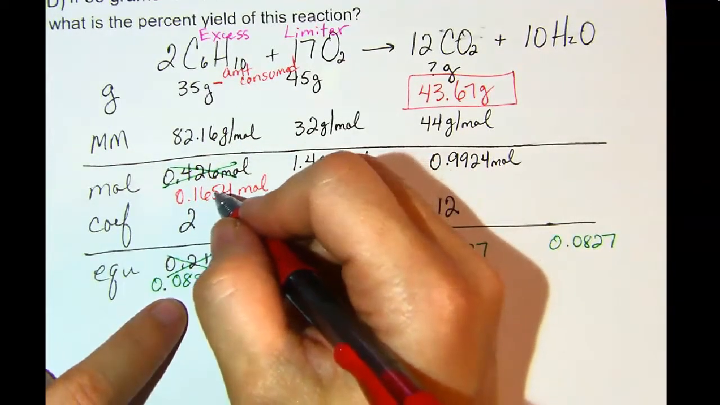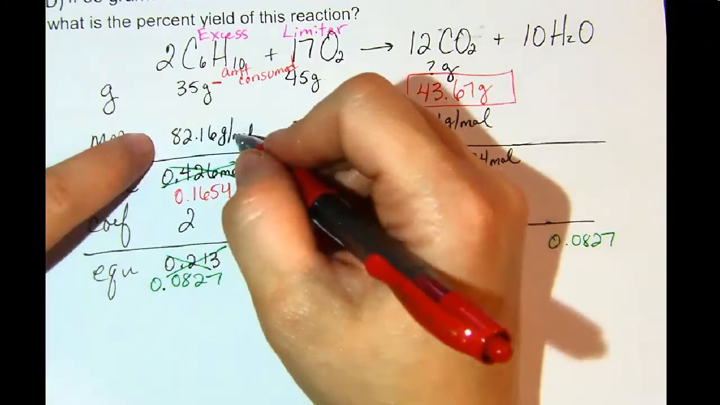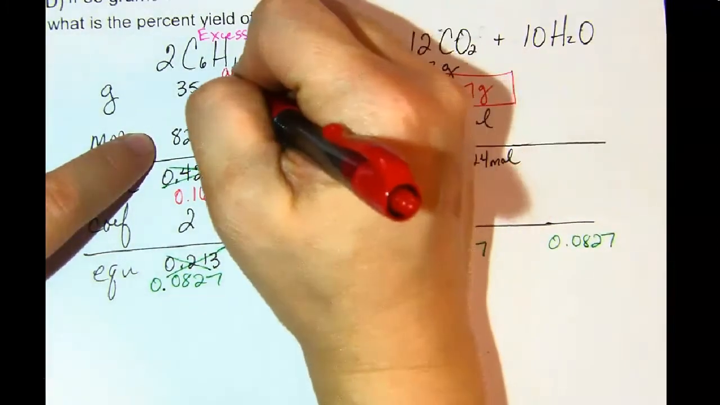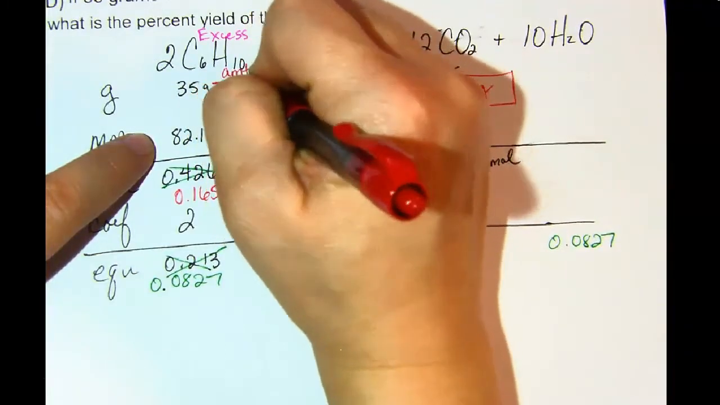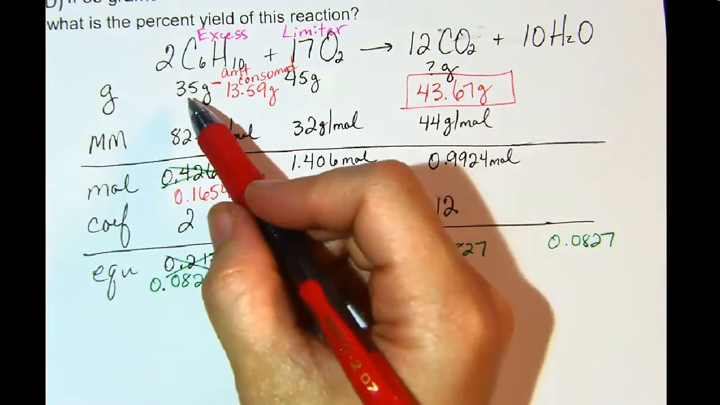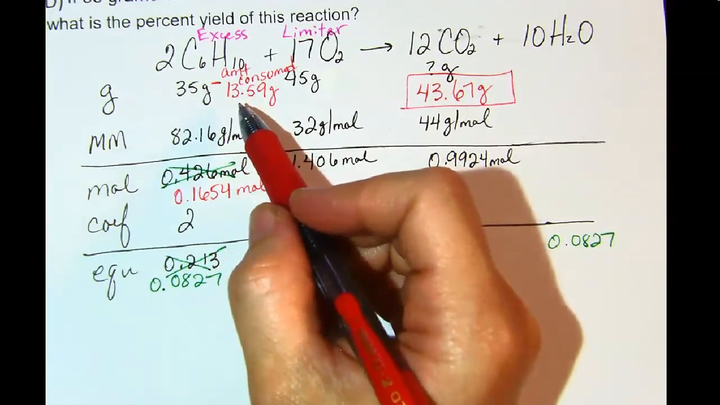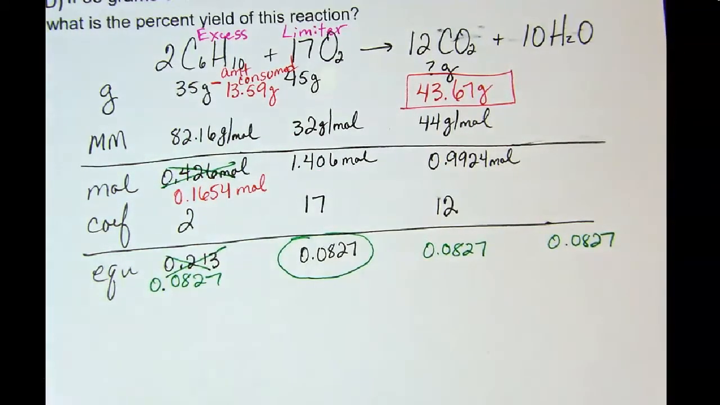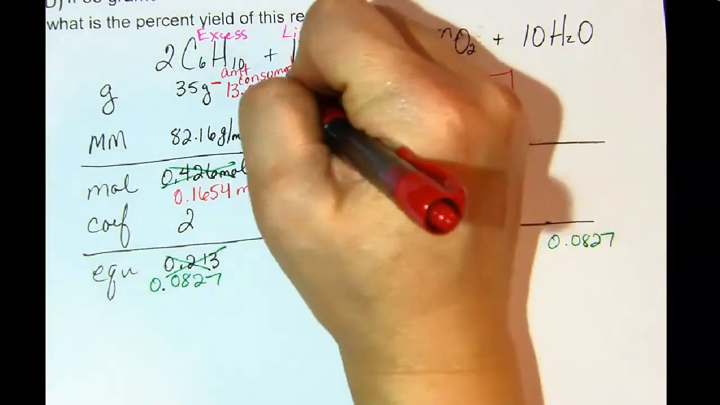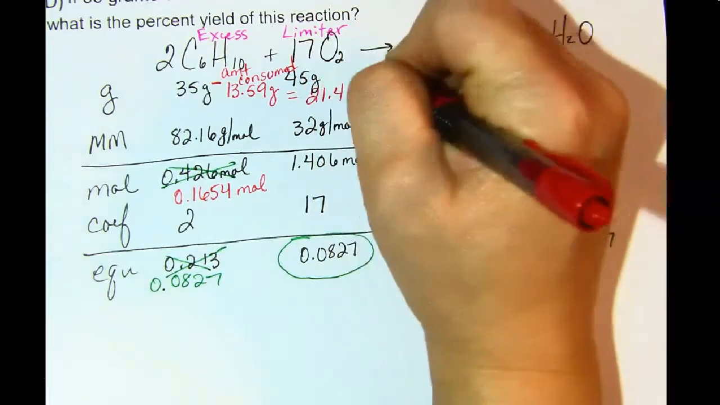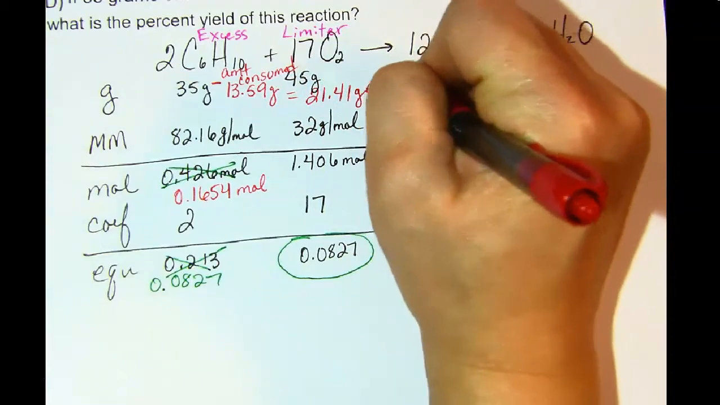But I'm going to go ahead and convert that to grams by multiplying it times the molar mass up here, and then I can write the amount consumed is 13.59 grams. So I started with 35 and I consumed 13.59. So how much of the 35 do we have left over? And when you subtract the two values, we have a total of 21.41 grams of excess that remains.